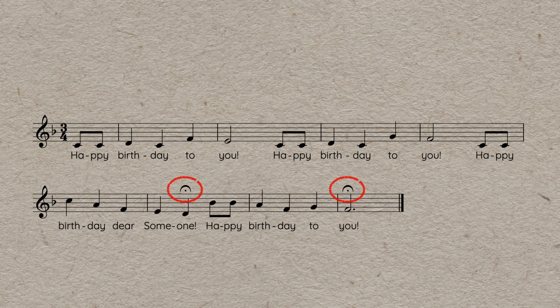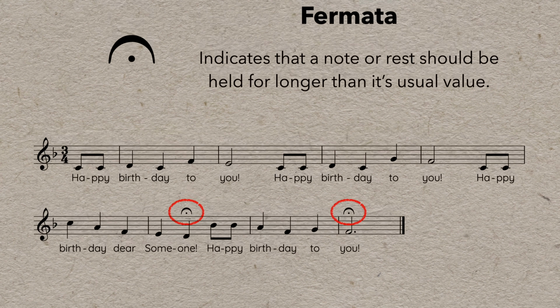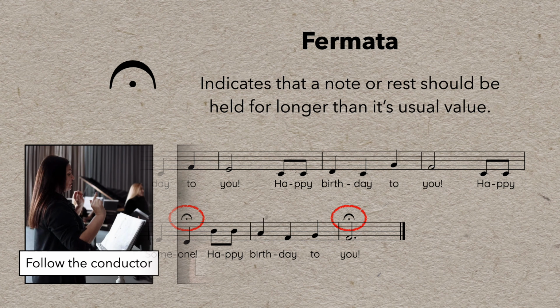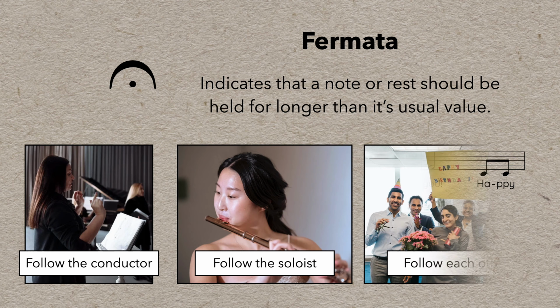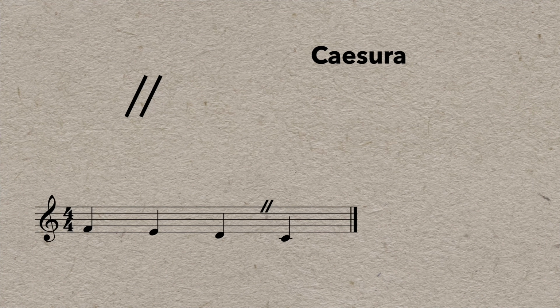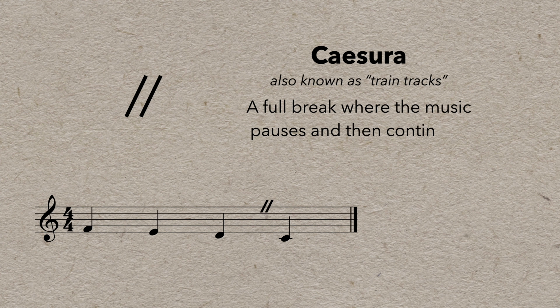This symbol is a fermata. You can put it over a note or a rest, and it just means to hold longer than its usual value. Usually a conductor or soloist will indicate when the group should continue. If not, you'll just have to try to follow the people around you. There's also this marking called a caesura, also known as train tracks, which is a full break where the music pauses for a moment and then continues.